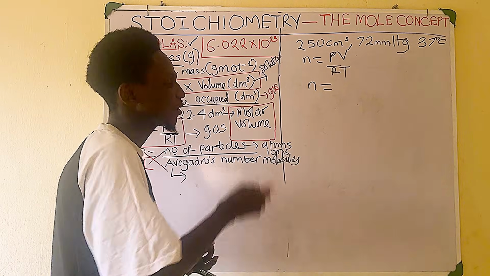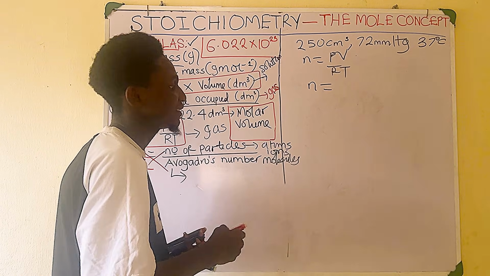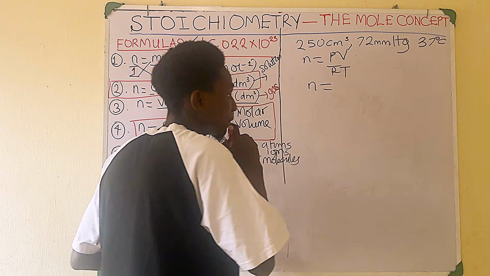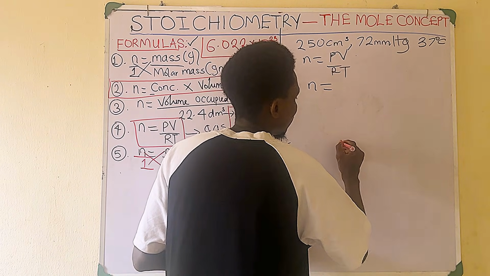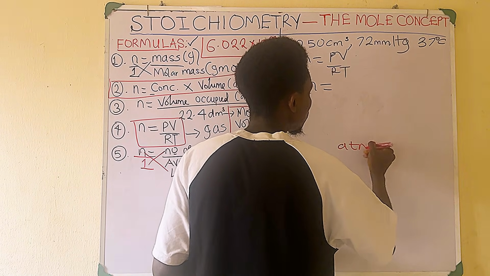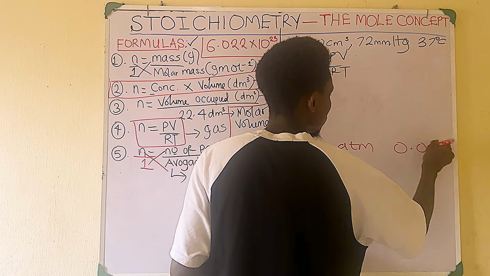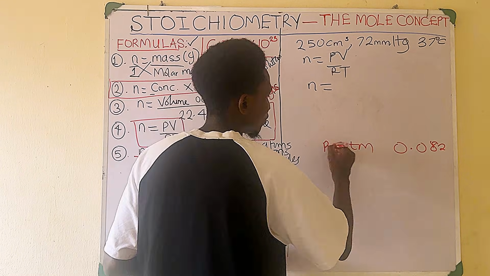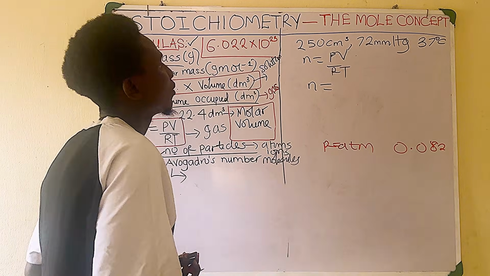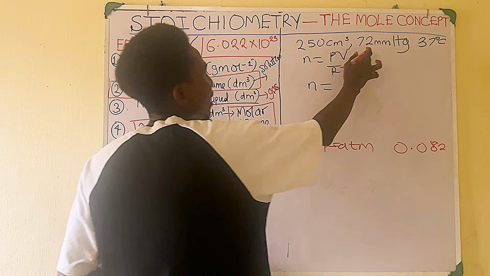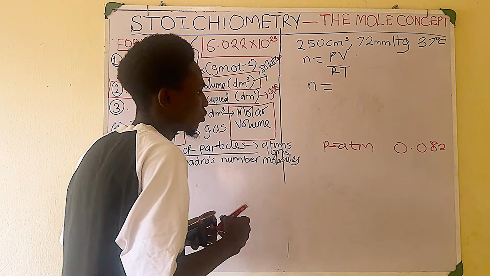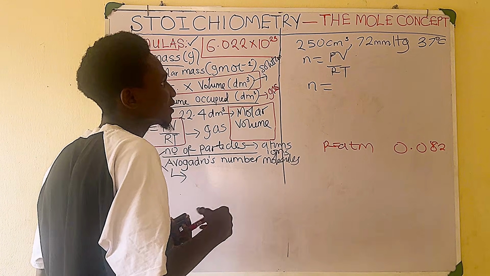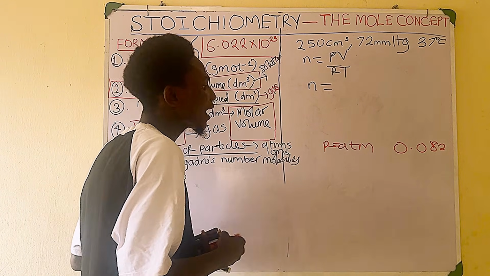If you didn't listen to the first part of this video well, I said that pressure is in atmosphere. So you'll be able to use 0.082 for R, with pressure in atmosphere. But now we're having millimeters of mercury. What do you do? You have to convert millimeters of mercury to atmosphere.